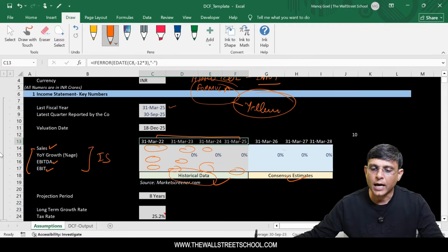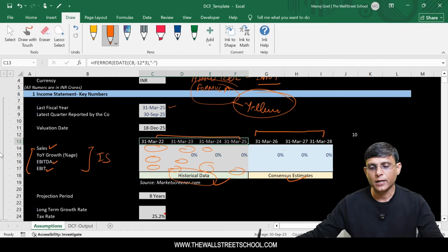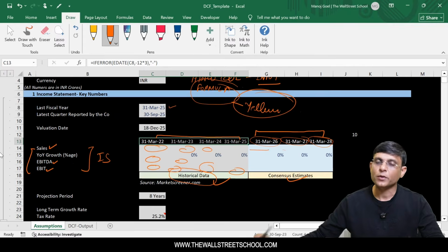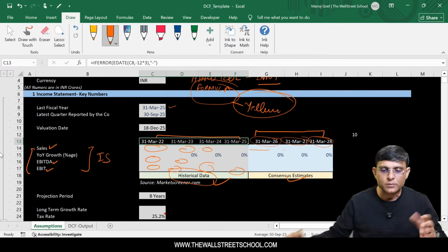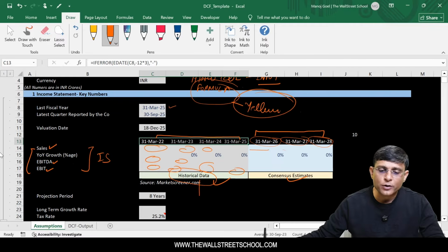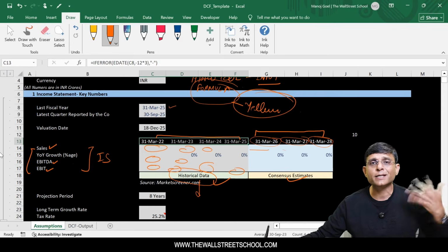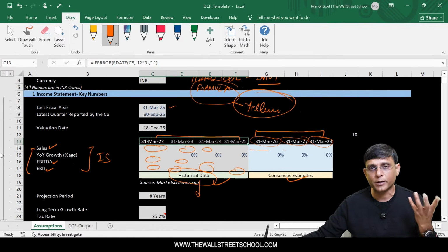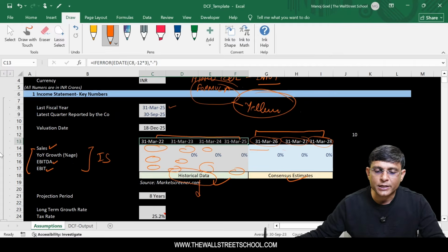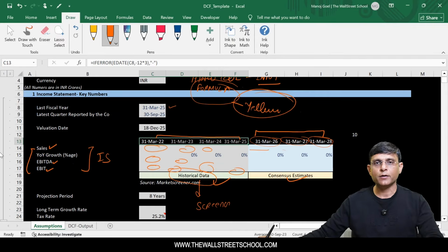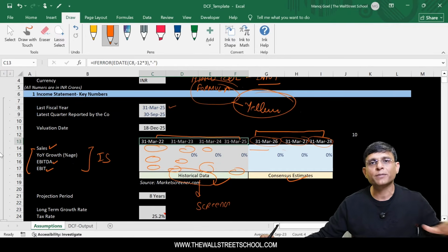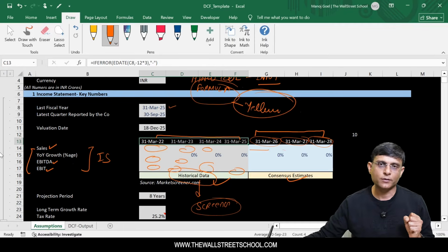Now, after this, I'll put estimated numbers here. You can see I'm taking the next 3 years of estimated numbers: March 26, March 27, and March 28. Now, from where will we get these numbers? These actual numbers I can either source from the company's annual report, quarterly reports, basically the financial reports the company has published, or I can source this data from Screener. Screener also provides historical data, if you don't want to dig into the company's filings. So you can use Screener.